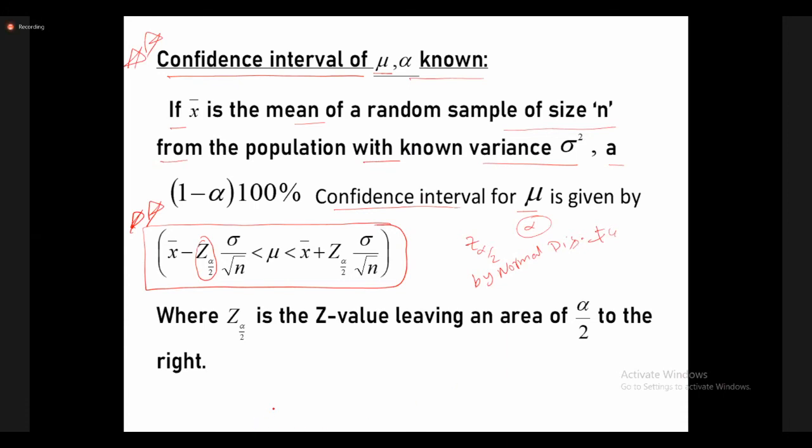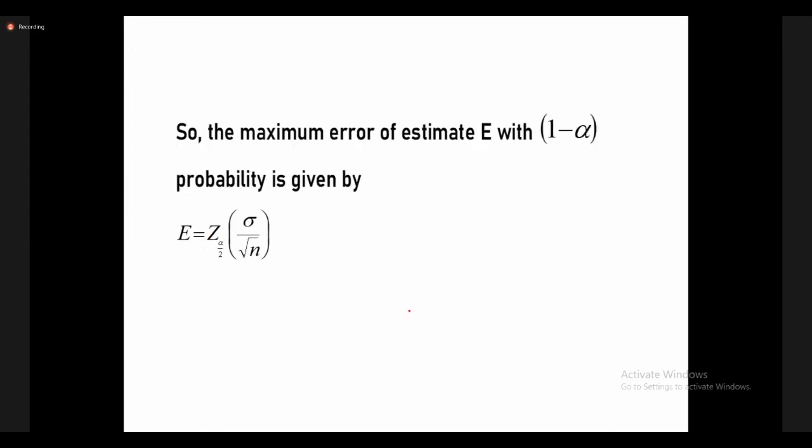Where z alpha by 2 is the z value, leaving an area of alpha by 2 on the right. Don't you worry about how to find these values. We'll discuss later when you're doing problems. That value you can get from the normal distribution table depending on that alpha.